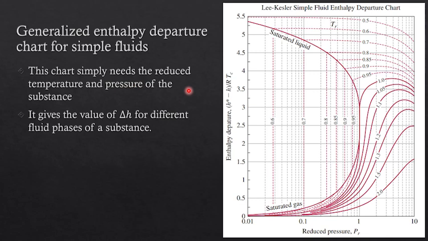This chart simply needs the reduced temperature and pressure of the substance. The reduced temperature is the ratio between the actual temperature and the critical temperature of the substance, and that is also true for the reduced pressure. This chart gives us the value of delta H for the different fluid phases of a substance, so we can consider both liquid and gaseous states. We have here the saturated liquid line. We have here the saturated vapor or saturated gas line. And at the middle here, at a reduced pressure of 1 and a reduced temperature of 1, this is the critical point of your substance.